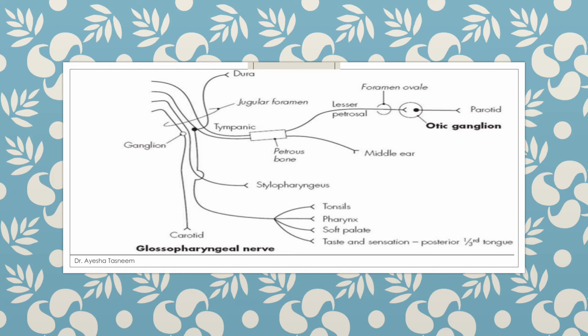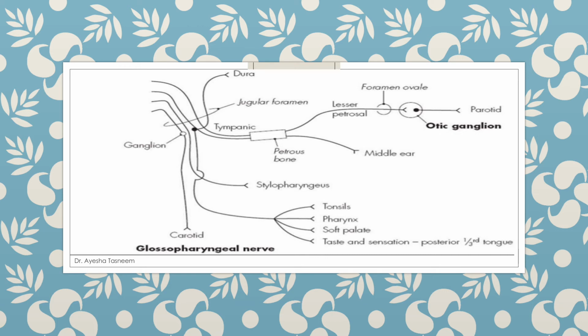Then we come to its pharyngeal branches. Here is the pharyngeal branch. Three or four filaments which unite near the middle constrictor muscle with the pharyngeal branches of the vagus and sympathetic plexus to form the pharyngeal plexus. The branches from these plexuses perforate the muscular coat of the pharynx and supply its muscles and mucous membrane.